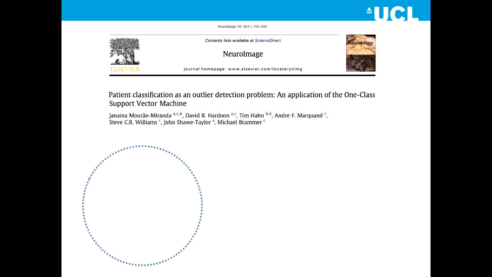And what we found was that 79% of the healthy individuals were classified as non-outliers, but about 50% of the patients were classified as outliers. So initially we thought, okay, this is not really working well because only half of the patients are outliers.